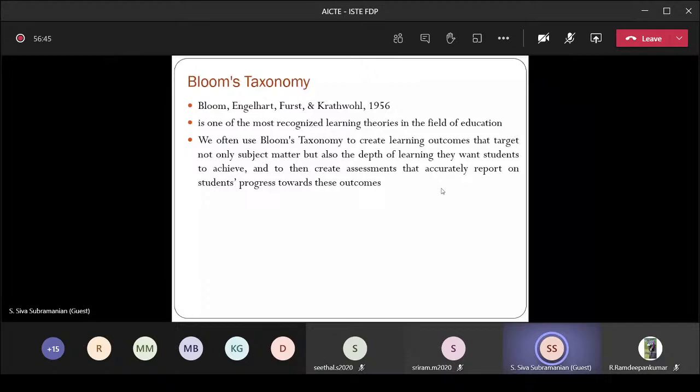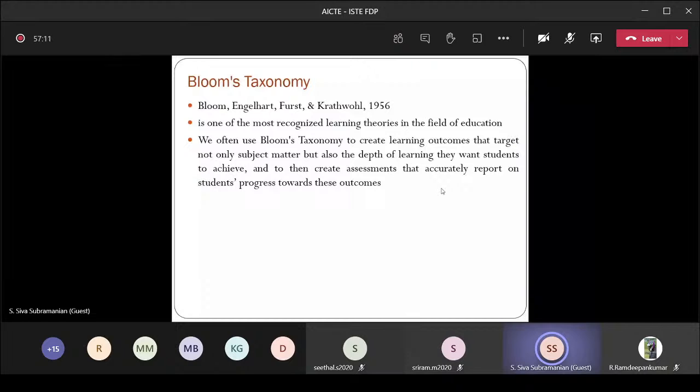Learning outcomes could be a learning outcome on every unit, or a course outcome on the whole of a particular course, right? That does not limit itself only to subject matter, but goes beyond that into the depth of learning that the student has got. And that is where Bloom's taxonomy still keeps itself alive.